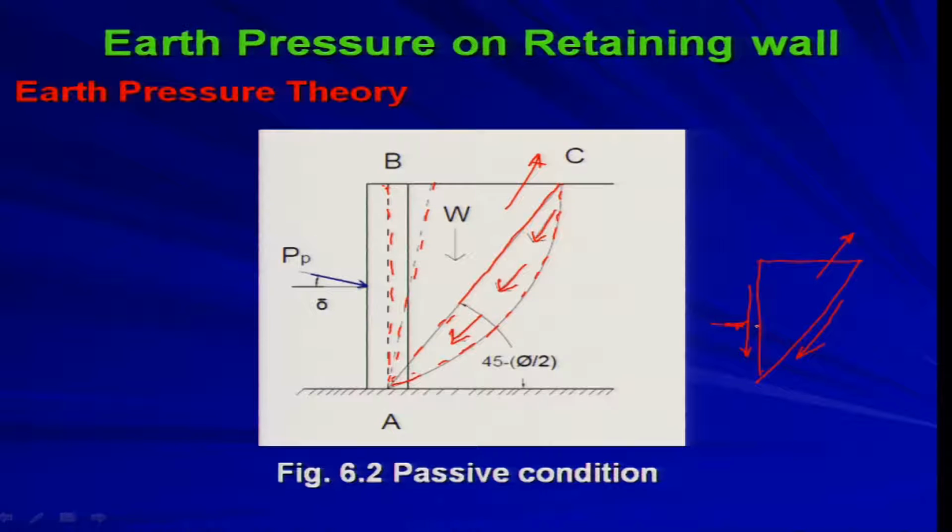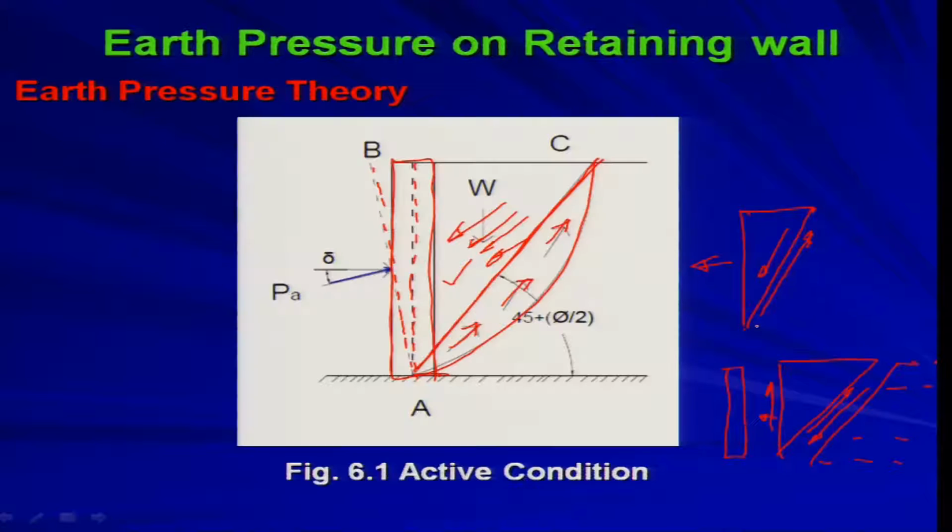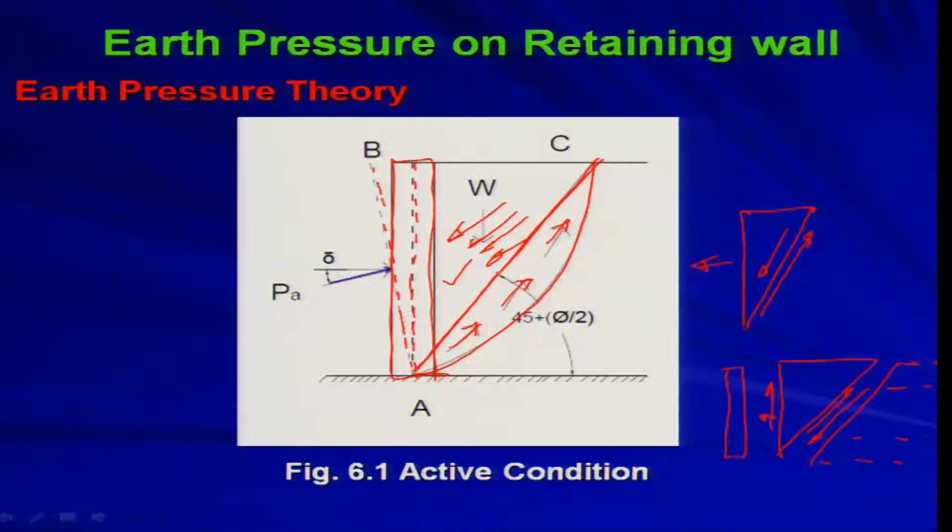These are the things we are going to analyze, and we are going to obtain how we can quantify the earth pressure at rest, the earth pressure at active condition, and the earth pressure at passive condition. One more thing I would like to tell you: in the previous figure, in the active condition, it has been seen that the failure surface makes an angle of 45 degrees plus phi by 2 with the horizontal, and it is not arbitrary.